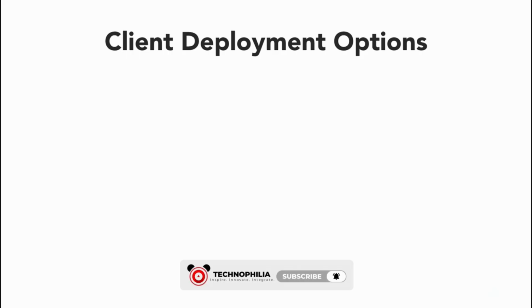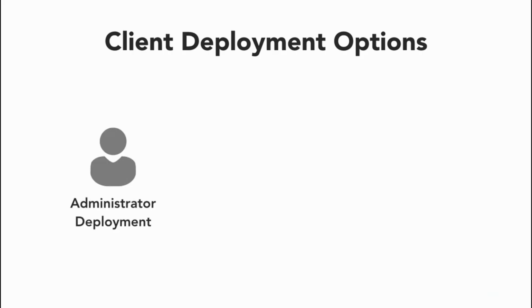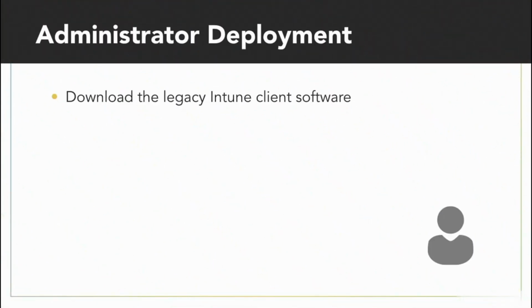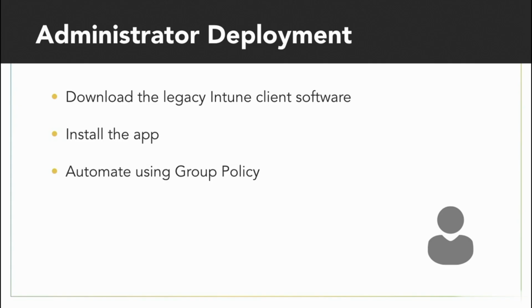You can deploy the Intune client using one of several methods. You can use an administrative deployment, a user-initiated enrollment for computers, or via a centralized image installation. With an administrative deployment, you'll download the client software from the Intune portal and then manually install it onto the target computers. If you have a large number of PCs to install the software onto, you can automate this process by publishing the application to machines using group policy.